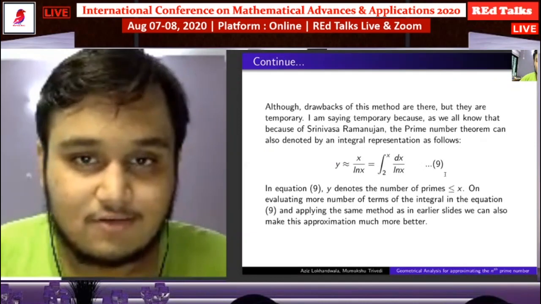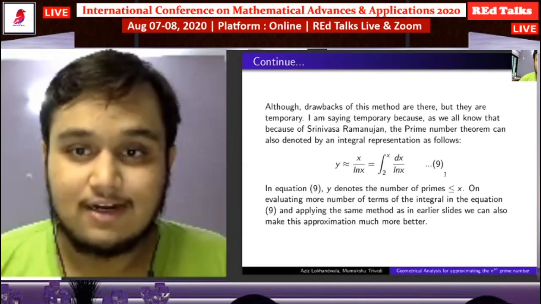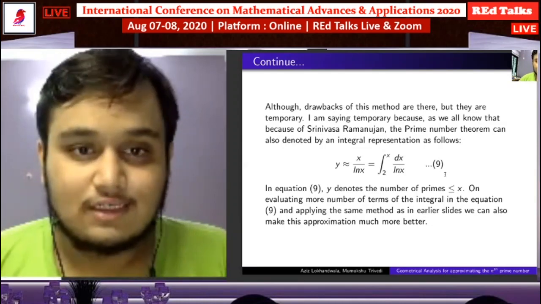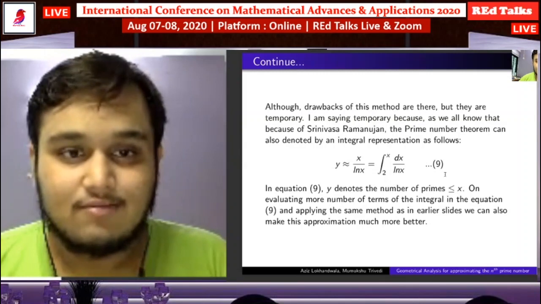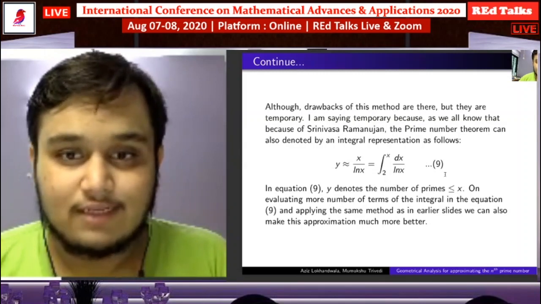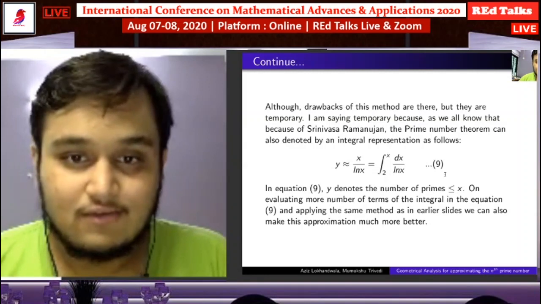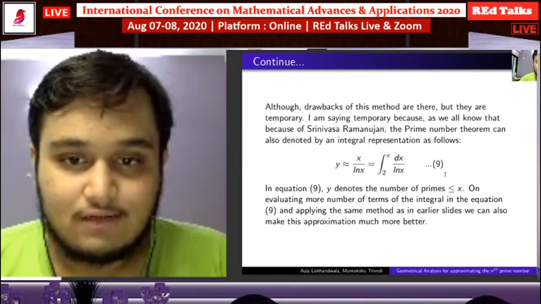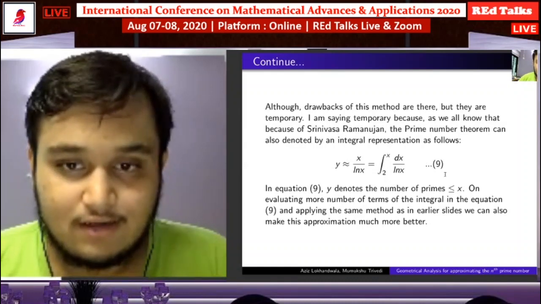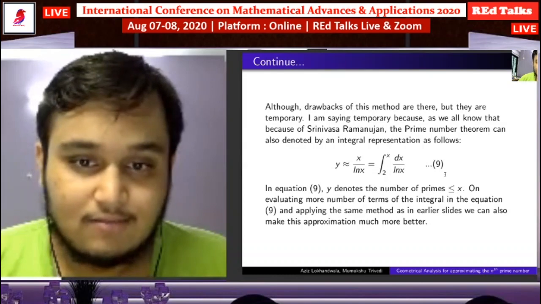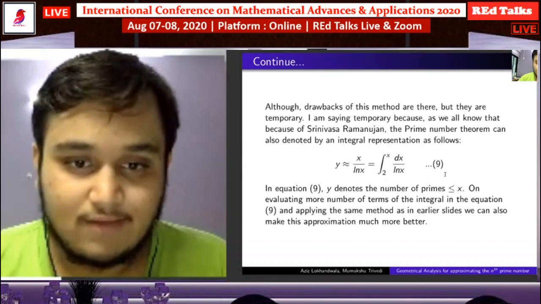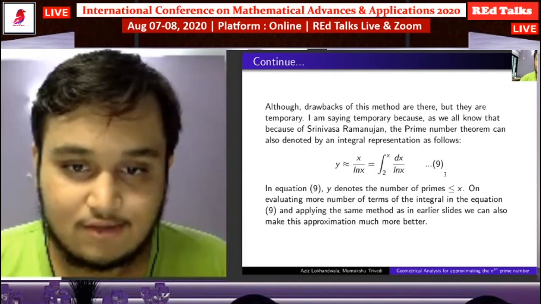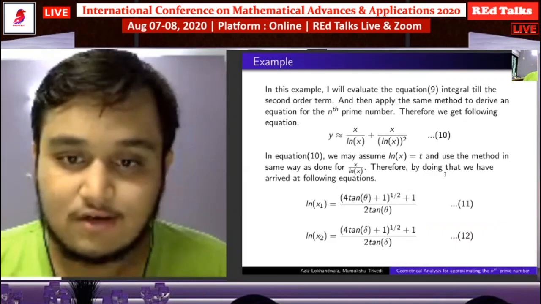Although I mentioned the drawbacks of this method, I need to say that they are temporary. I'm saying temporary as we all know that because of S. Ramanujan, the prime number theorem has also been denoted by the integral representation from 2 to x of dx over log x. Now, on evaluating the terms of this integral, which is equation 9, by integration by parts, we may have a number of terms in this. The answer can be x over log x plus x over log x squared plus 2x over log x cubed and so on.